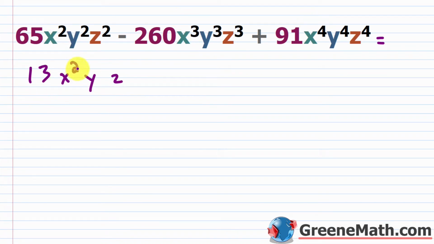So on x, it's going to be a 2. For y, I have a 2, a 3, and a 4. So it's going to be a 2. And then for z, it's a 2, a 3, and a 4. So again, this is going to be a 2. Okay, so we already know the deal.